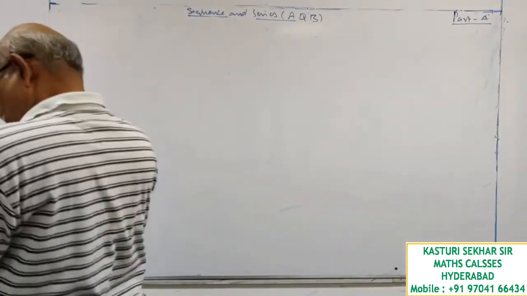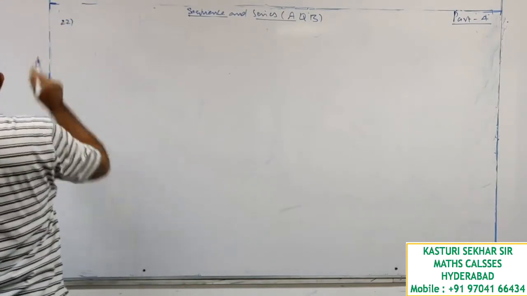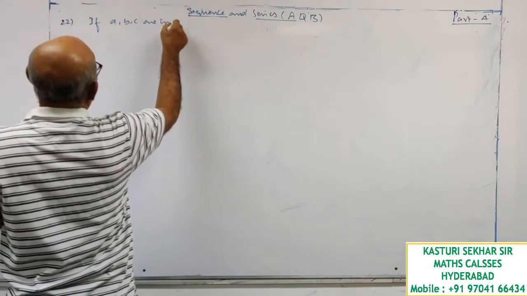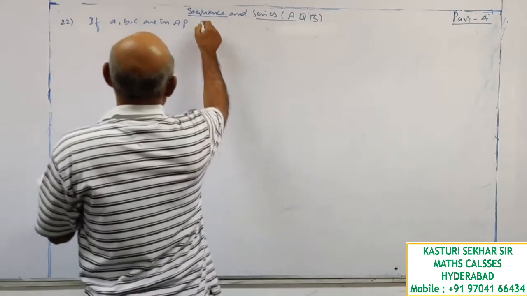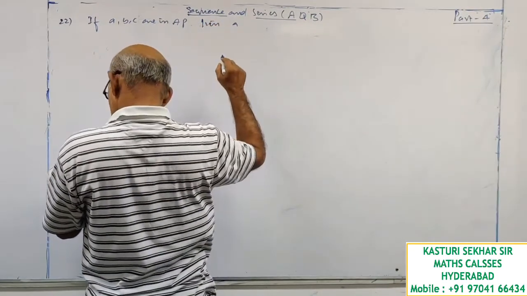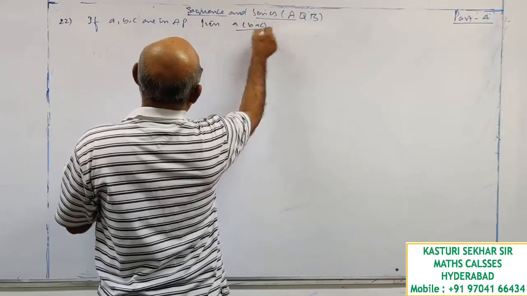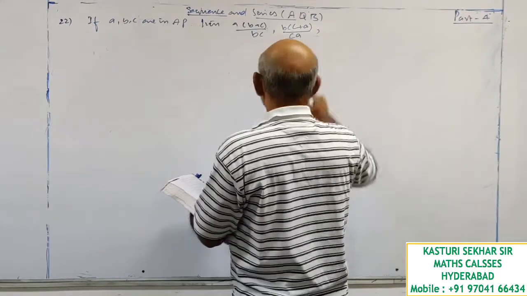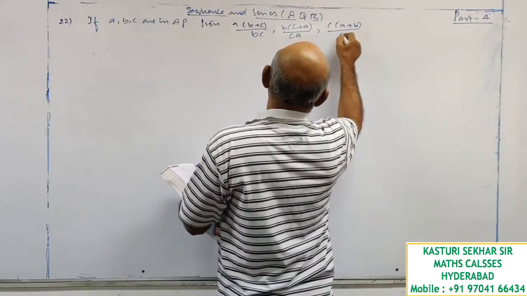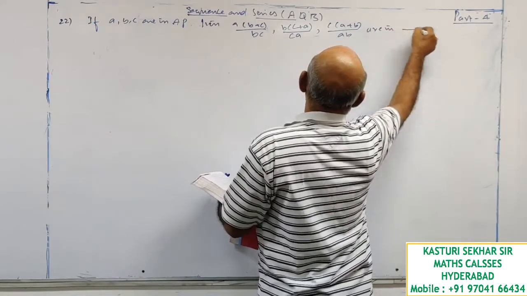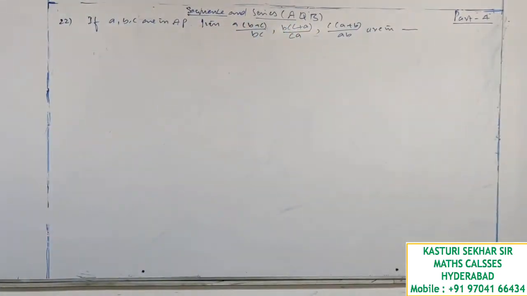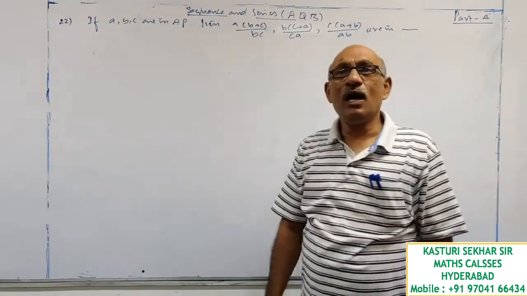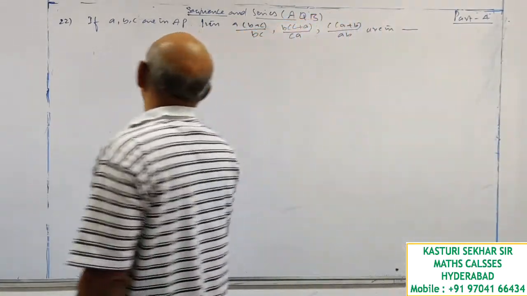Question number 22. If A, B, C are in AP, then A into (B plus C) divided by BC, B into (C plus A) divided by CA, C into (A plus B) divided by AB are in dash. You have to identify whether the sequence is in arithmetic progression or geometric progression or harmonic progression.